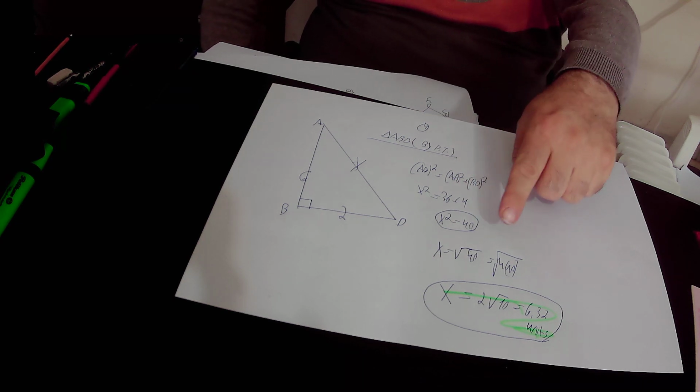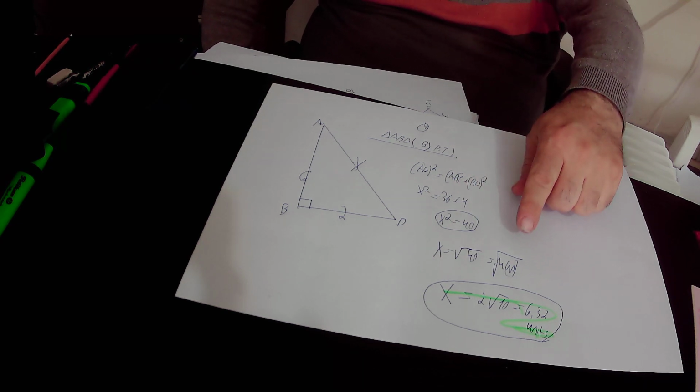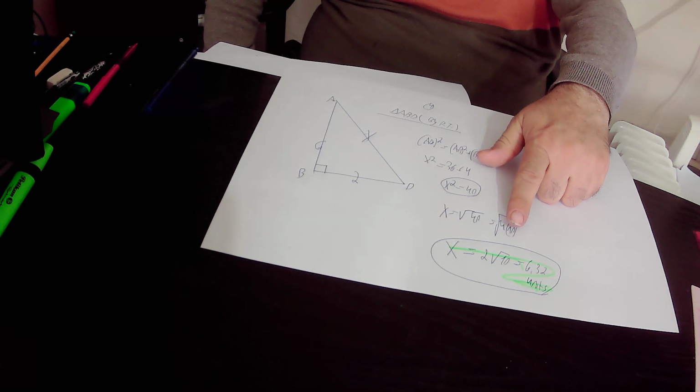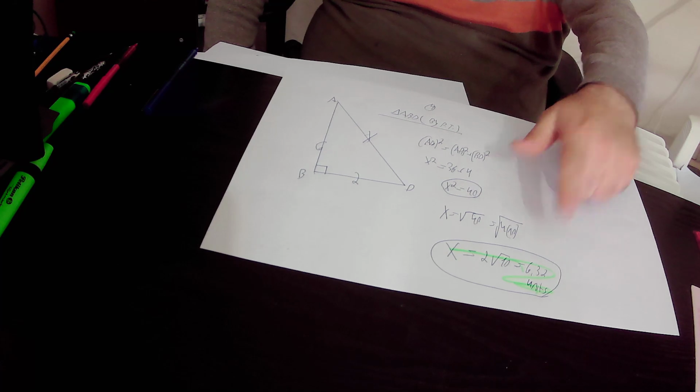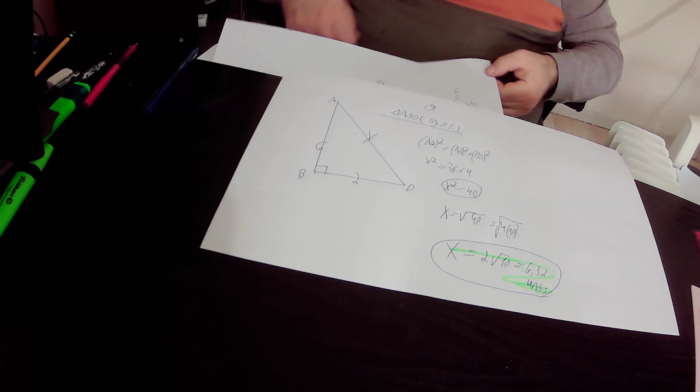Taking the square root of this equation, we found out that x equals 2 times the square root of 10 units, so we can present it also as 6.32 units. Okay, so we finished here.